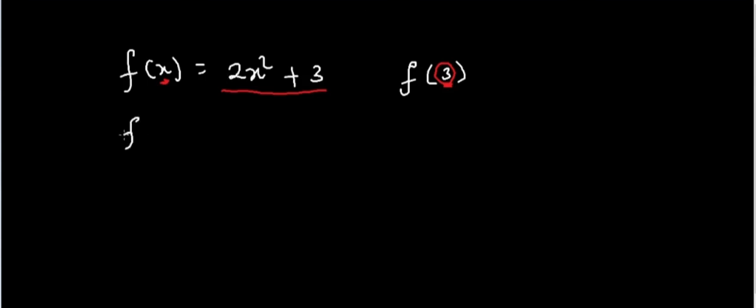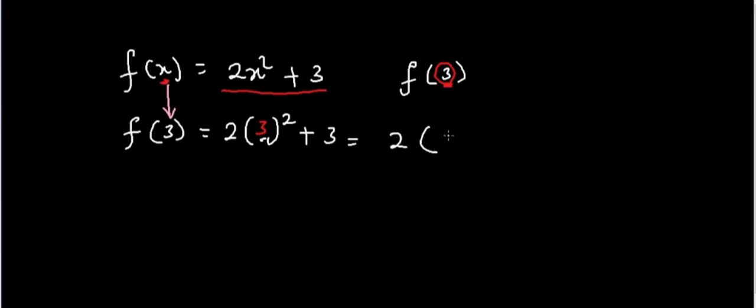So to get my f of 3, this 3 is occupying the position of x. So it also means that wherever I see x, I'm going to replace it with 3. Okay, so I have 2 times 3 squared plus 3. This 3 is standing for the x. So that means I'm going to be having 2 times 3 squared, which is 9, plus 3. This gives me 18 plus 3, and that will be 21.